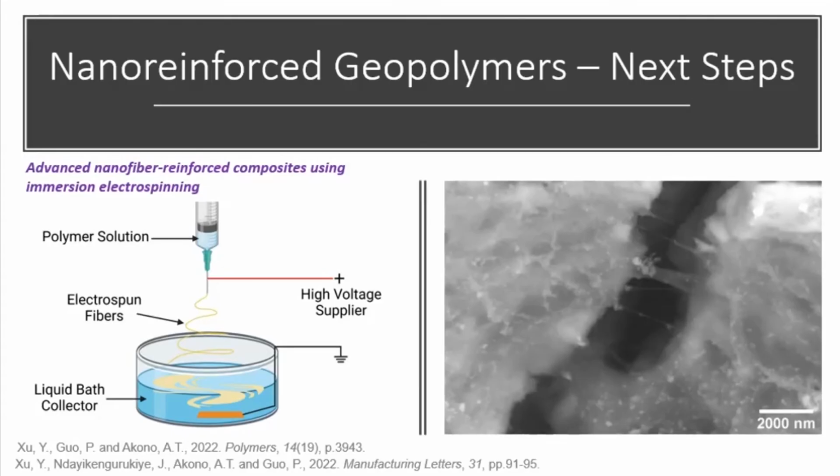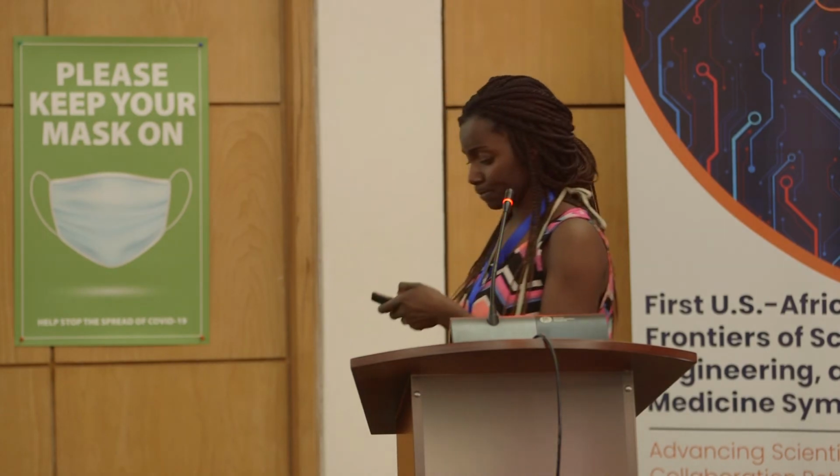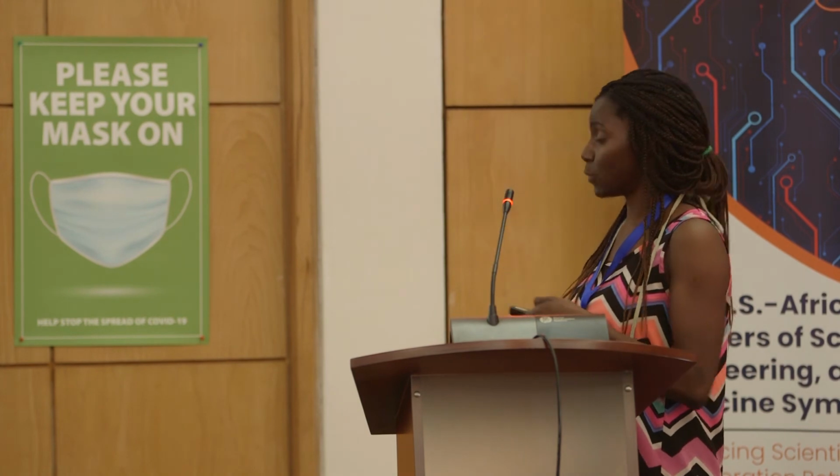Now, some of the next steps that we have for nano-reinforced geopolymer is really to see how we can have advanced nanofiber-reinforced composite using immersion electrospinning. So the idea is, instead of using carbon-based nanomaterial, we're going to have a needle and we're going to go within the geopolymer slurry and directly print the reinforcement. It can be a polymer nanofiber, for instance, as is seen over here. So these are some of the next steps that we are exploring.